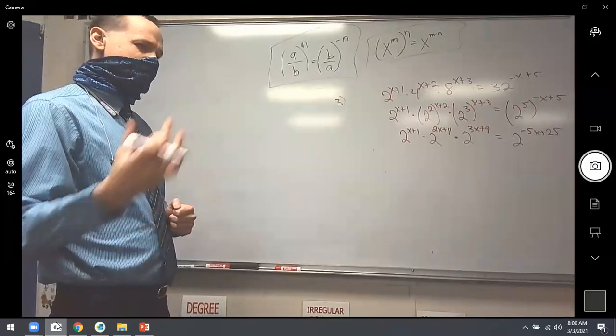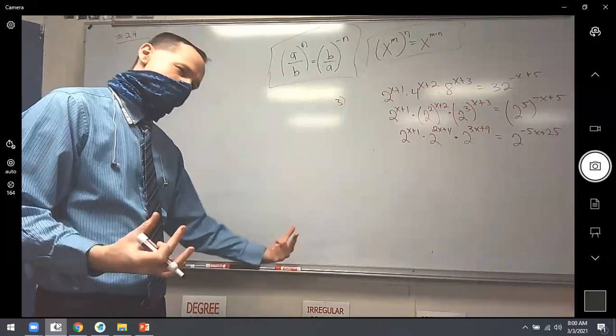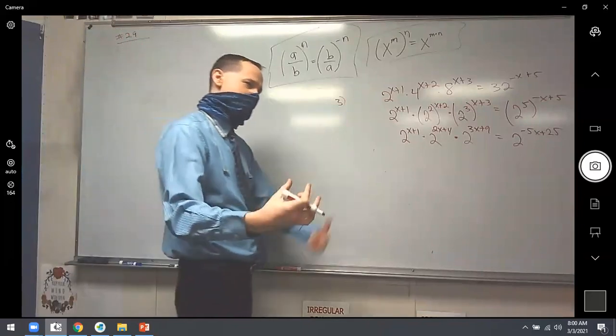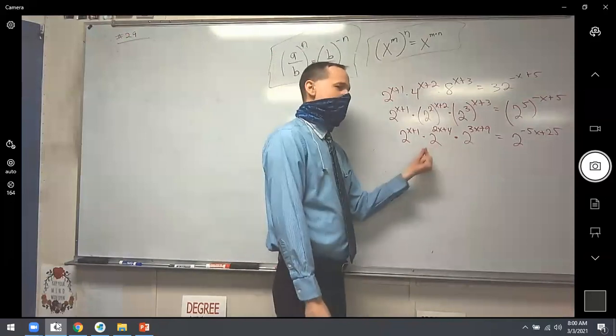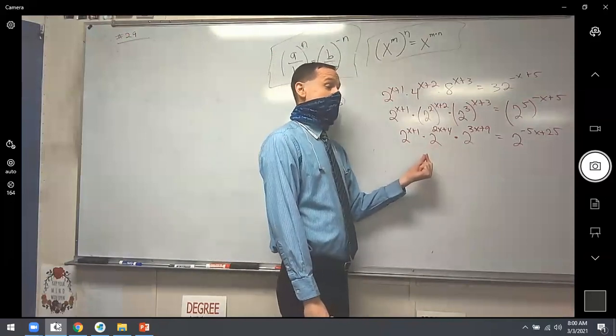It's still not an exponential equaling another exponential. That's what we're after. Just one thing on the left and one thing on the right. How in the world do we put all these together? Just the same way we would do with x's.